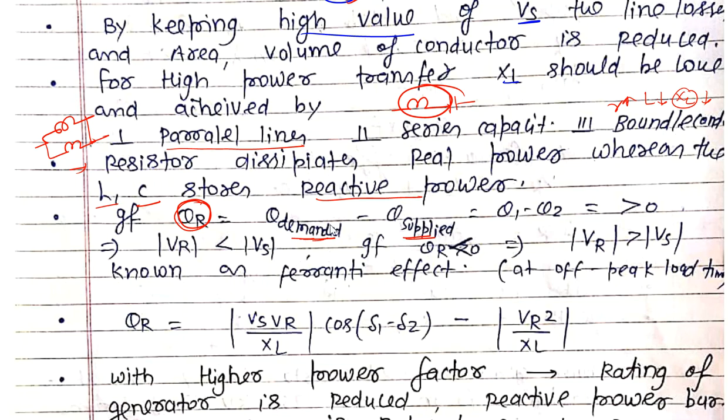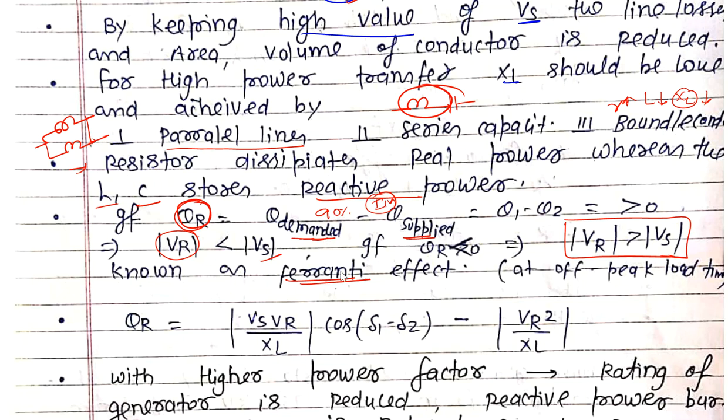But in 90% of the cases the demand will be higher compared to supply, because 90% of the industrial loads are nothing but induction machines. Now if Vr is less than Vs, the receiving end voltage is less than Vs, generally the demand is more compared to supply. But when the receiving end voltage is greater than the sending end voltage, remember this, it is called the Ferranti effect.